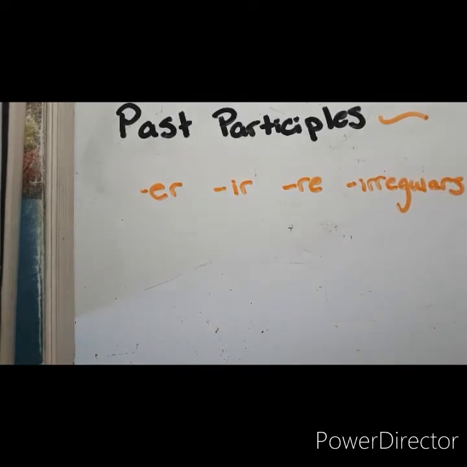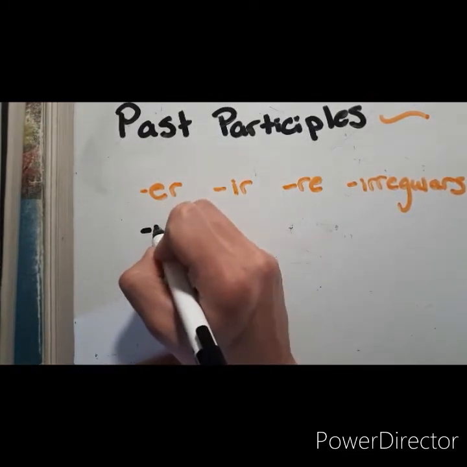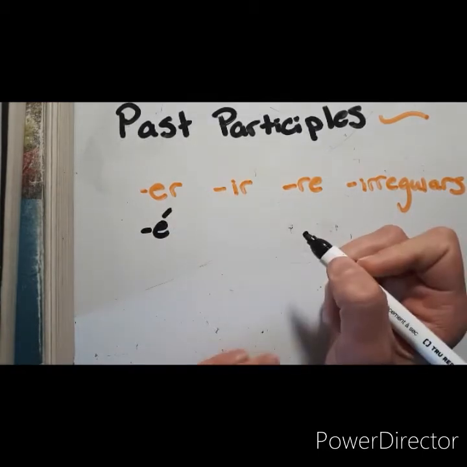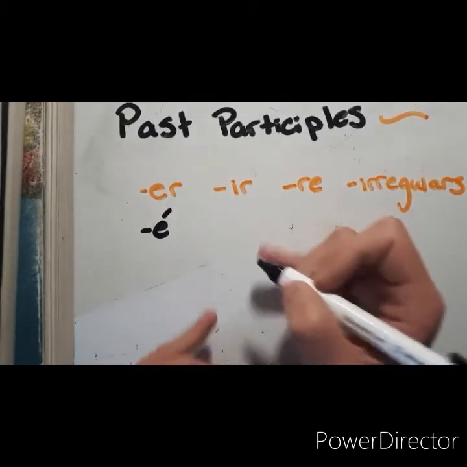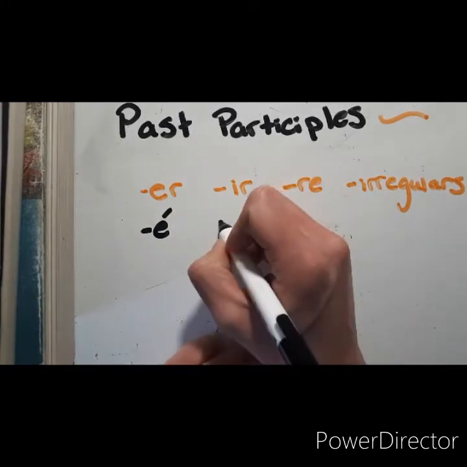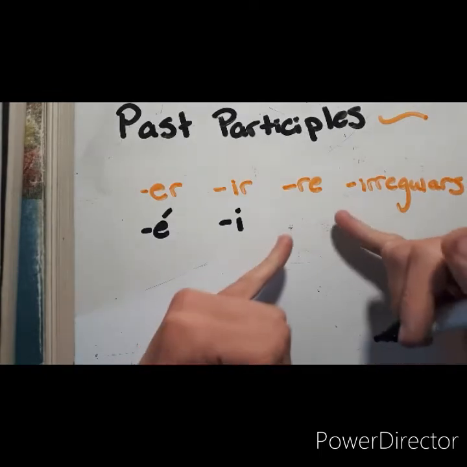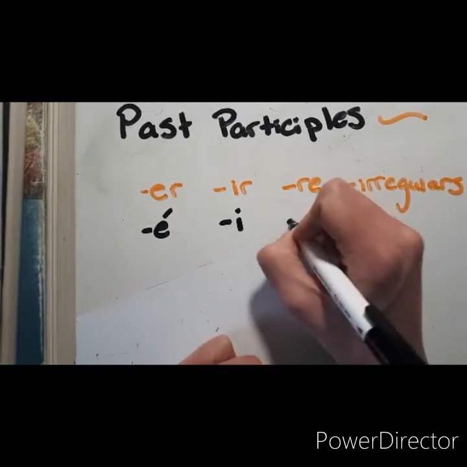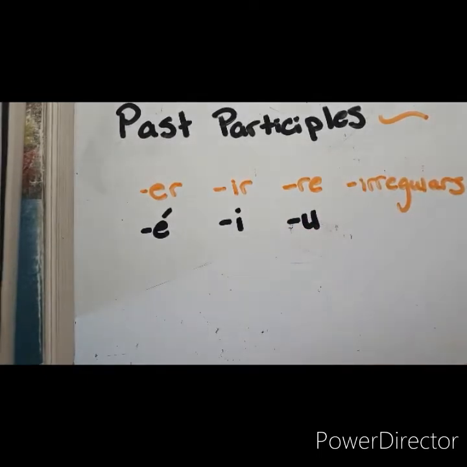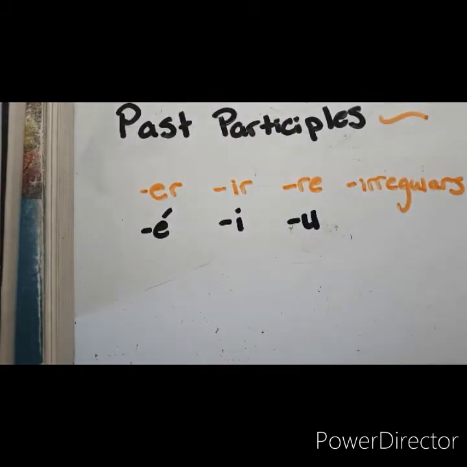When you are expressing an er verb in the past tense, you will change the ending er to an e with an accent. If you are expressing a verb that ends in ir in the past tense, you would change the ending to an i. If you are expressing a verb with the ending re in the past tense, you would change it to a u. And that'll come in handy when we put sentences together.